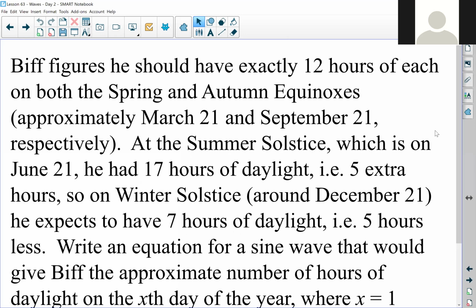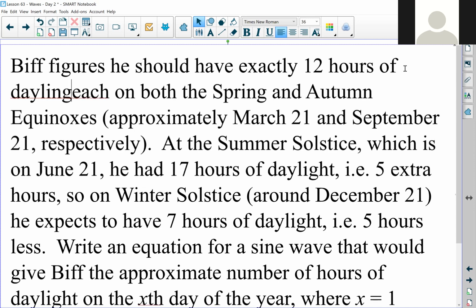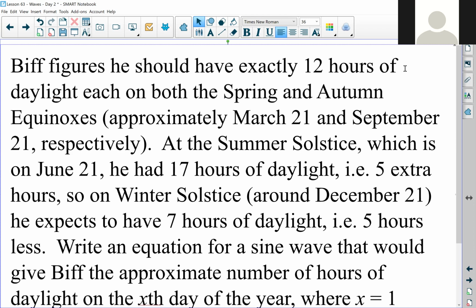So Biff figures he should have exactly 12 hours of daylight each on both the spring and autumn equinoxes, which happen approximately March 21st and September 21st, respectively.